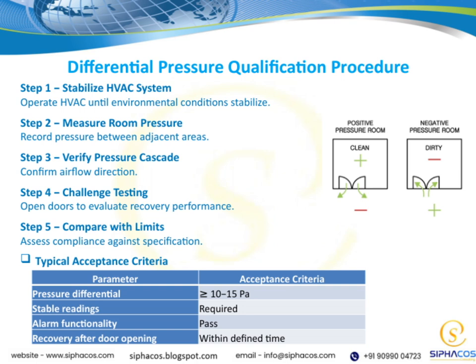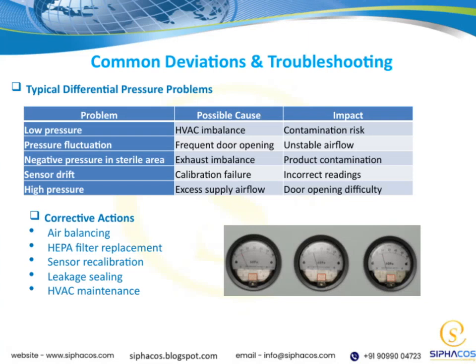After that, we challenge the system by opening doors, watching how it recovers. Finally, we compare all results against set limits, ensuring everything meets the acceptance criteria for safety and performance. When things go off track, corrective actions help us get back on course.